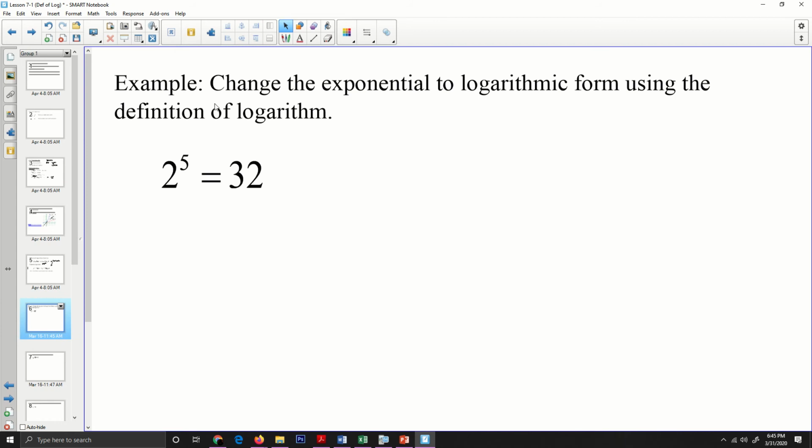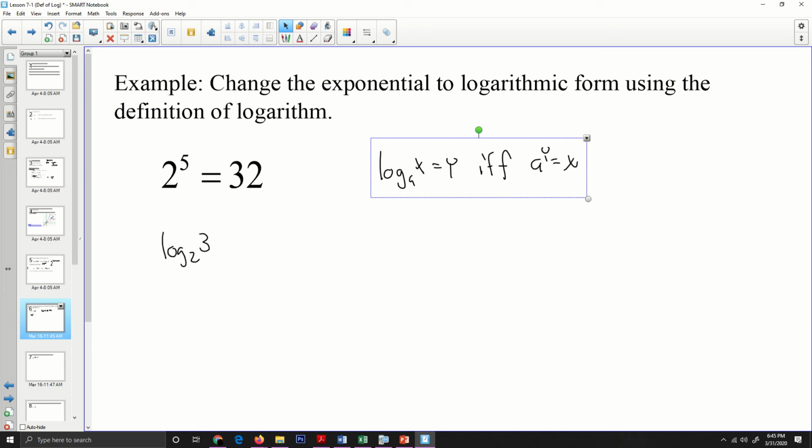All right, so a couple of examples here. Change the exponential to logarithmic function using the definition of logarithm. And if we remember, log base a of x equals y if and only if a to the y is equal to x. So we will just switch these numbers around in this place and change them into a form that looks like this. So we'll have log base 2 of 32 is equal to 5. That looks good to me.